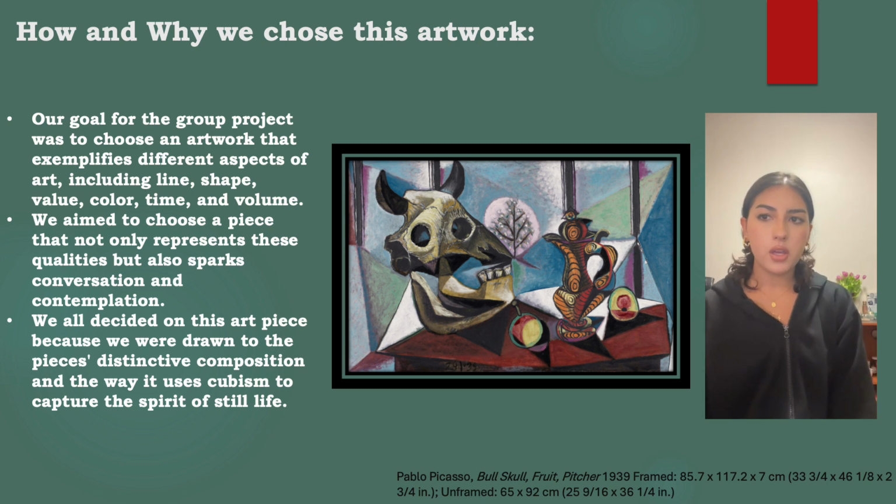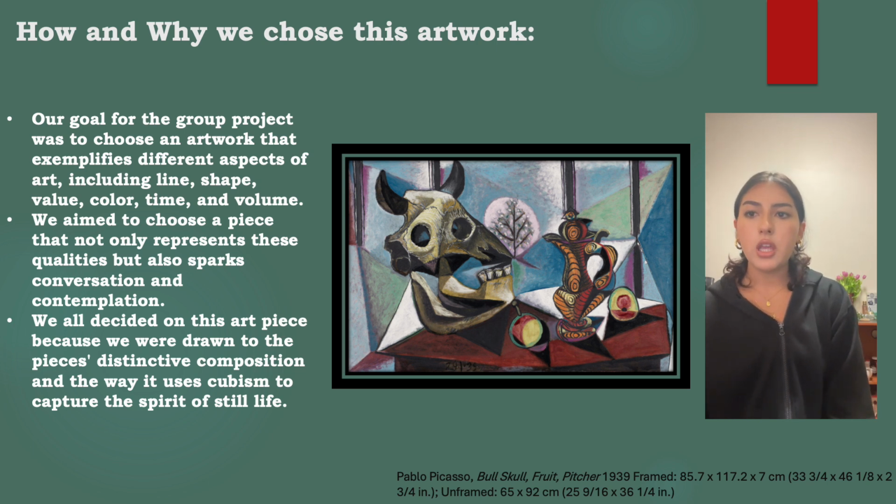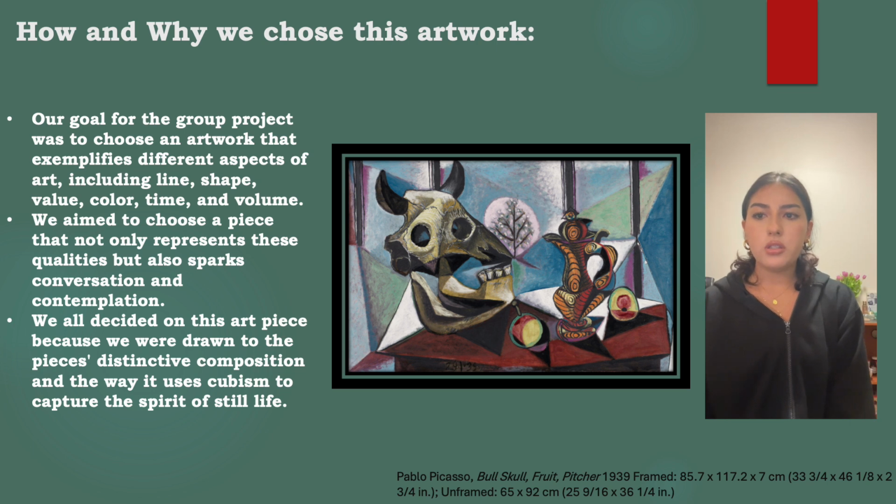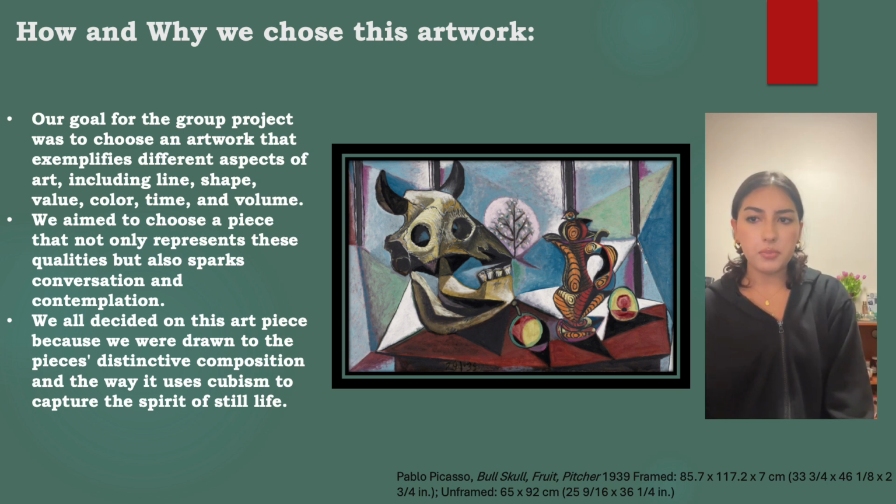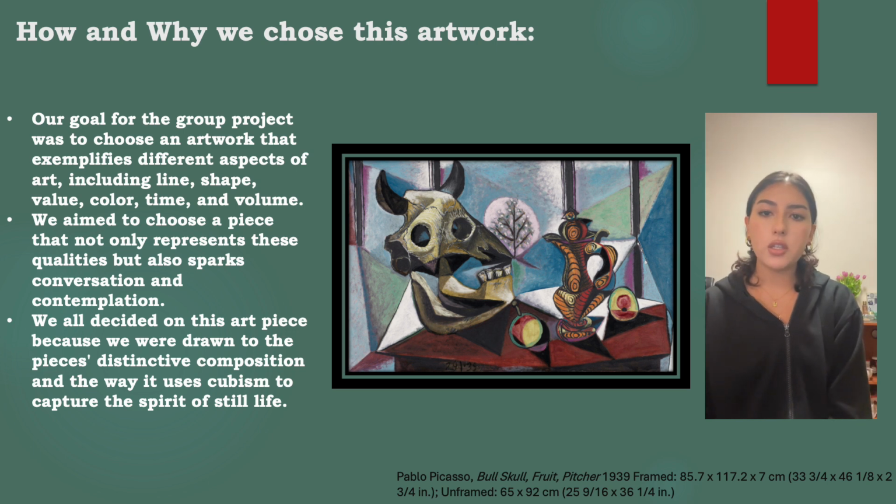So how and why we chose this artwork. Our goal for the group project was to choose an artwork that exemplifies different aspects of art, including line, shape, value, color, time, and volume. We aimed to choose a piece that not only represents these qualities, but also sparks conversation and contemplation. We all decided on this art piece because we were drawn to the piece's distinctive composition and the way it uses cubism to capture the spirit of still life.